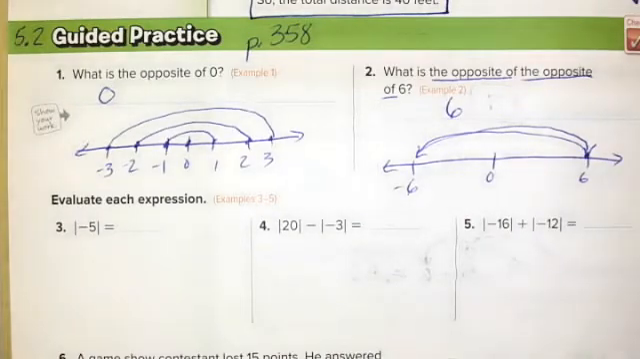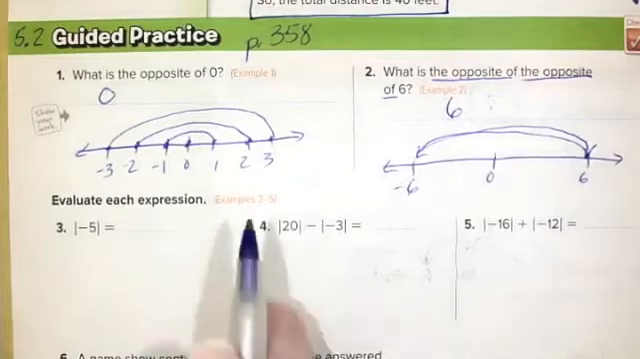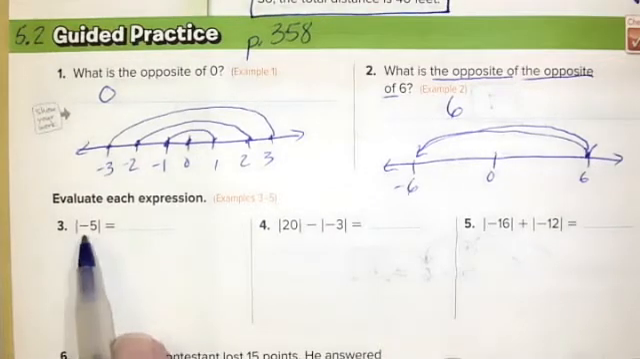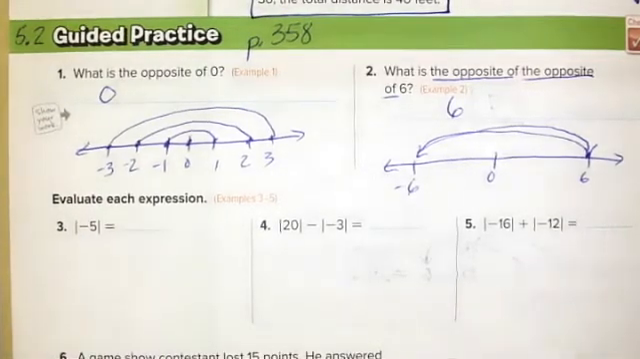Absolute value is different. It's just absolutely how far away a number is from 0. Regardless of its direction, what is its absolute value from 0? So how far away is it from 0? And we're not concerned about direction, positive or negative. We're just concerned about the distance. So absolute value is the distance. It's always going to be how far away from 0, and distance is always a positive number.